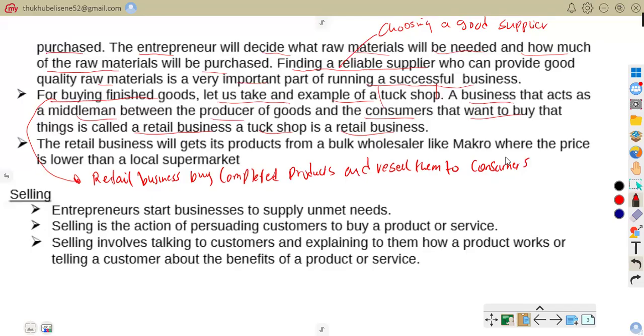So, for example, a tuck shop buys chips and sweets and cold drinks and then sells them to customers. That is a retail business. They buy and resell.